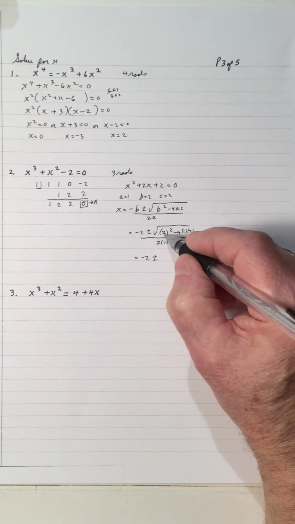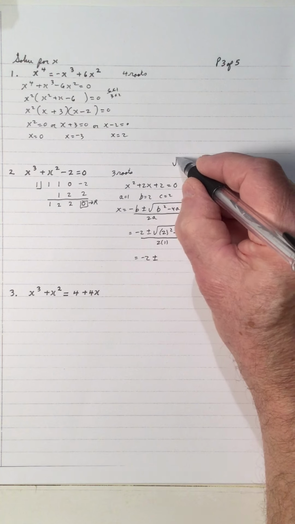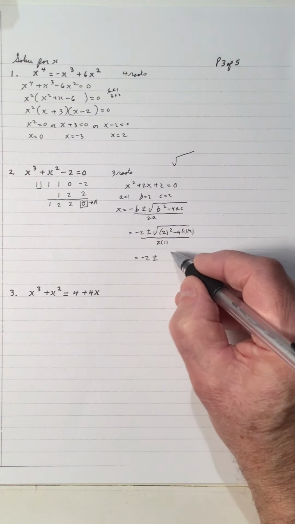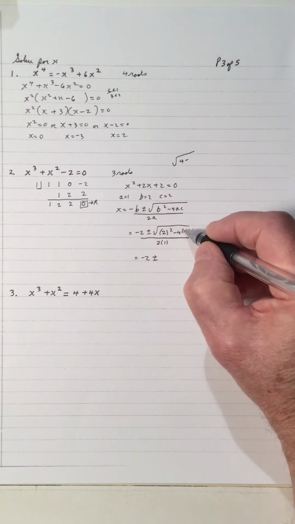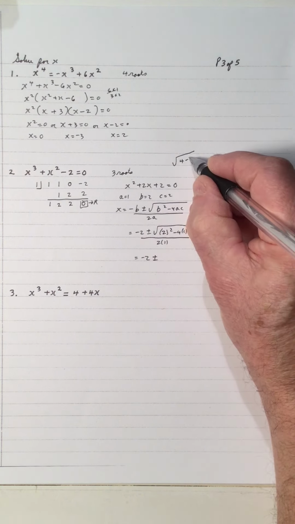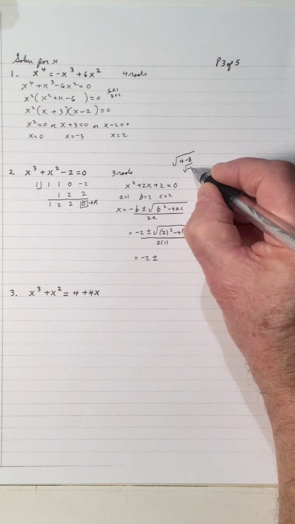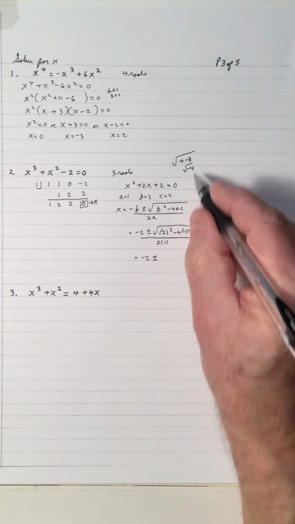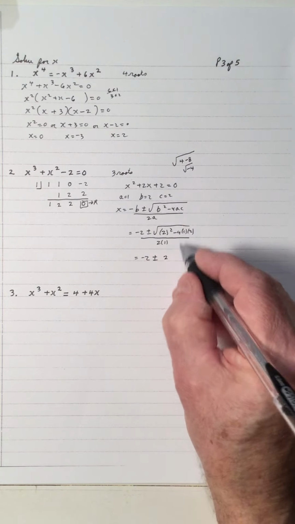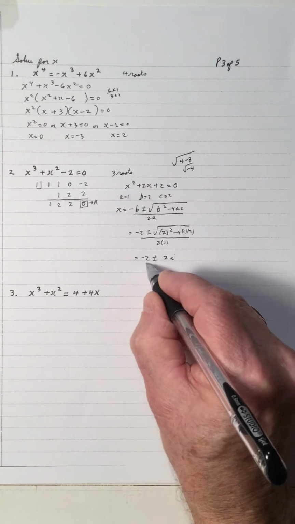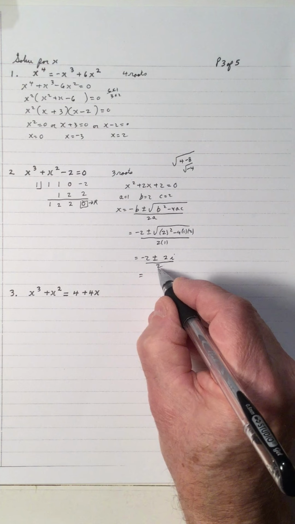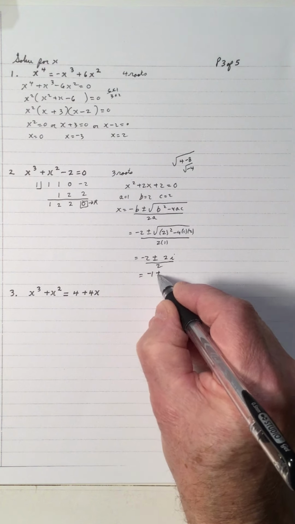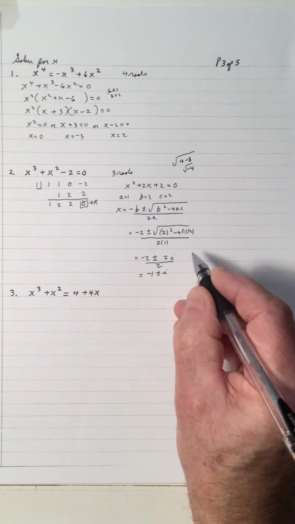Now we work out the inside of this. So rather than keep writing it down, 2 squared is 4. And negative 4 times 1 times 2 is a negative 8. So that's the square root of a negative 4. The square root of 4 is 2. Because it's a negative, we have an i, all divided by 2. And the answer is negative 2 divided by 2 is negative 1, and 2 divided by 2 is 1.